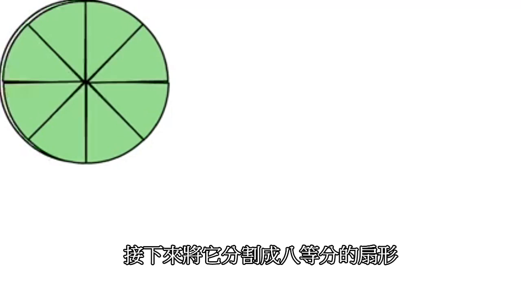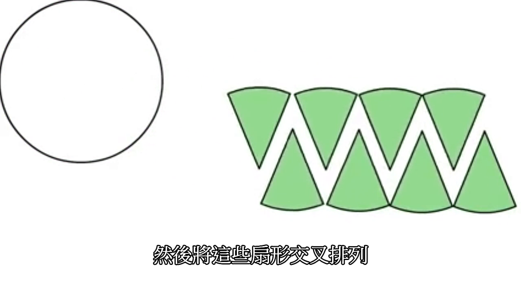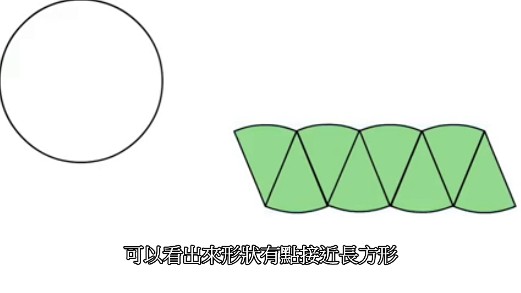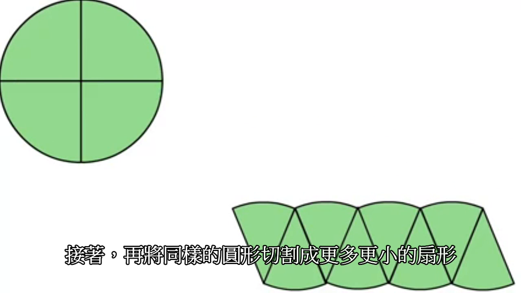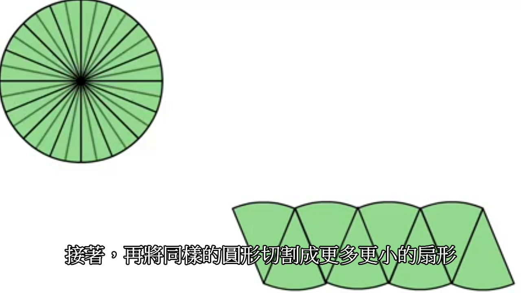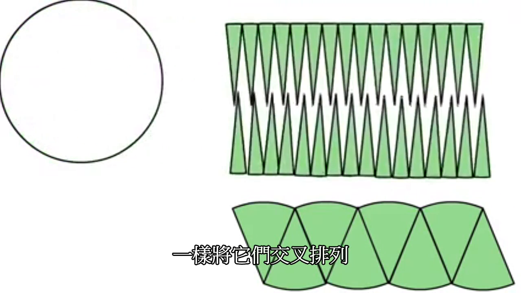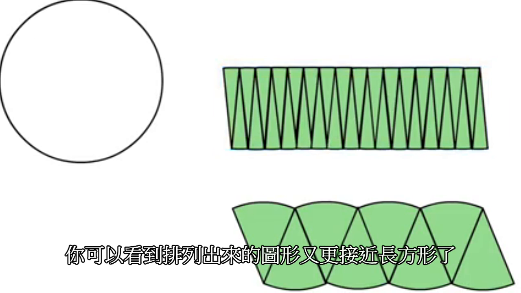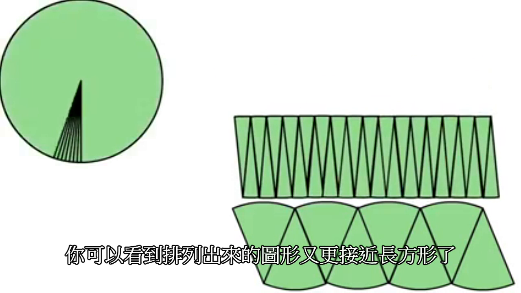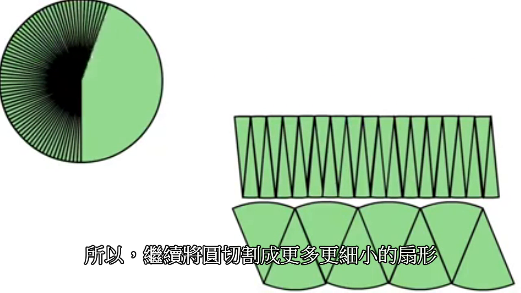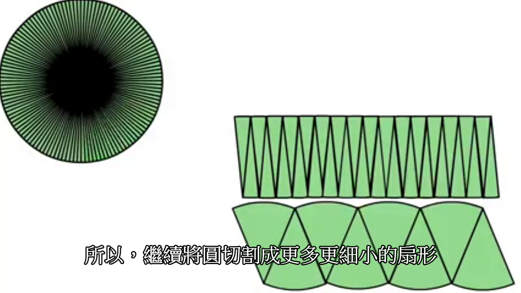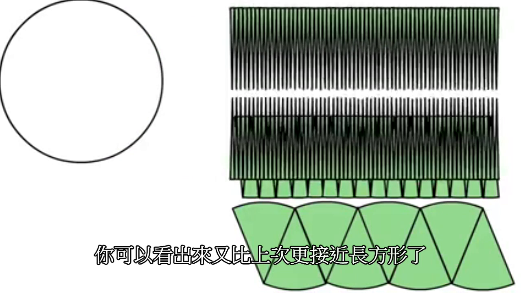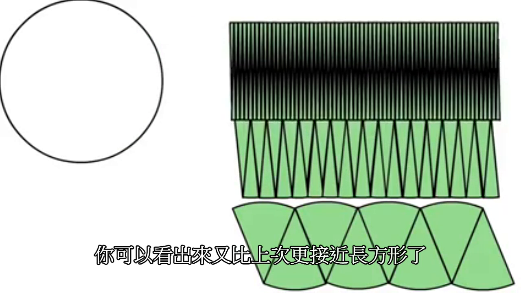Next, we will divide it into large equal parts and arrange them in a rectangular formation. As you can see, it barely resembles a rectangle. So next, we will divide the circle into small equal pieces, and we will arrange them in the same manner. You can see that it appears more like a rectangle. So if we divide the circle into even smaller pieces, you can see that every time the shape becomes more like a rectangle.